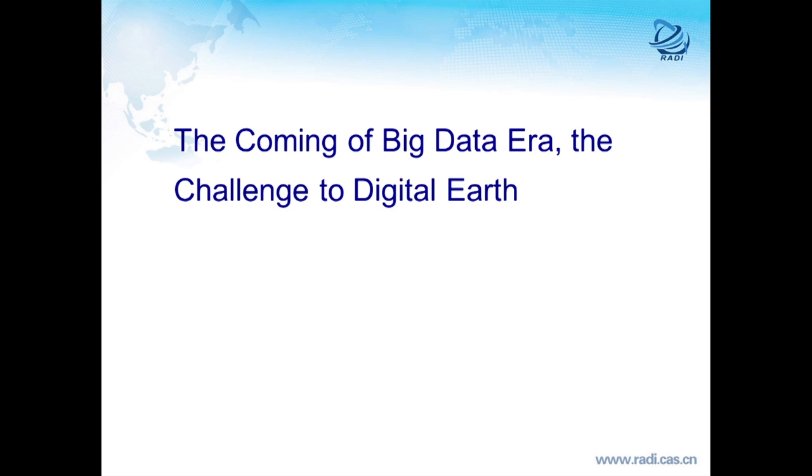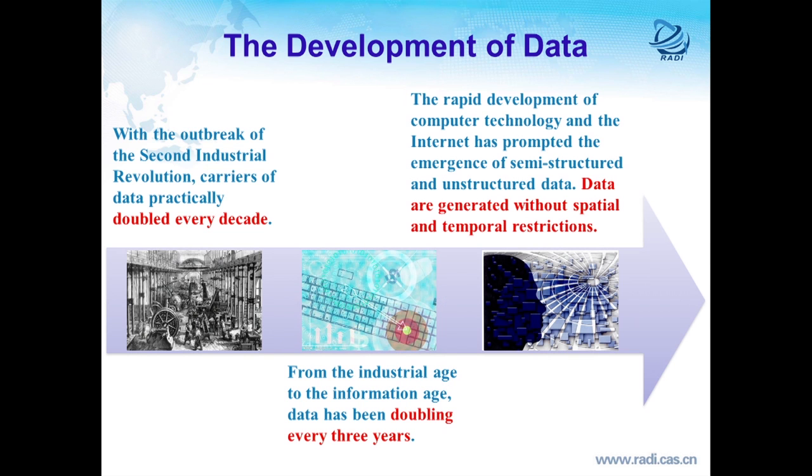So from that point of view, right now we're entering the big data era. How about the digital earth? The digital earth is already about 18 years old, and it is facing some challenges. When we think about the development of data, practically every decade the data doubled before the second industrial revolution. And later, from the industrial age to the information age, data has been doubling every 3 years.